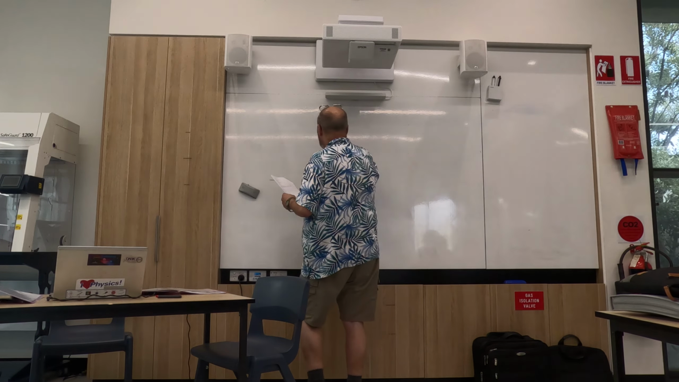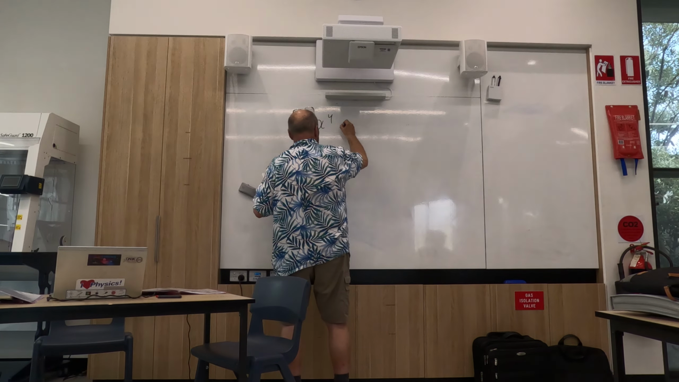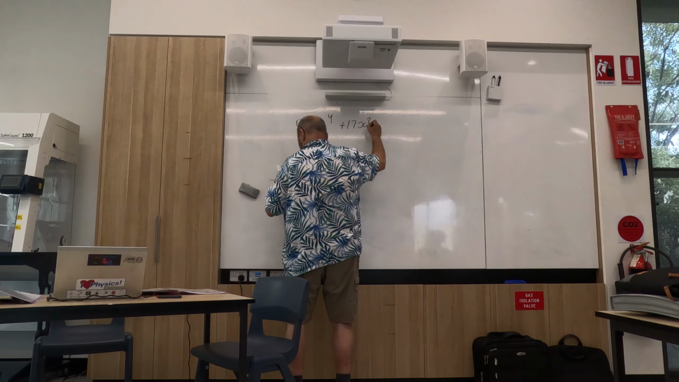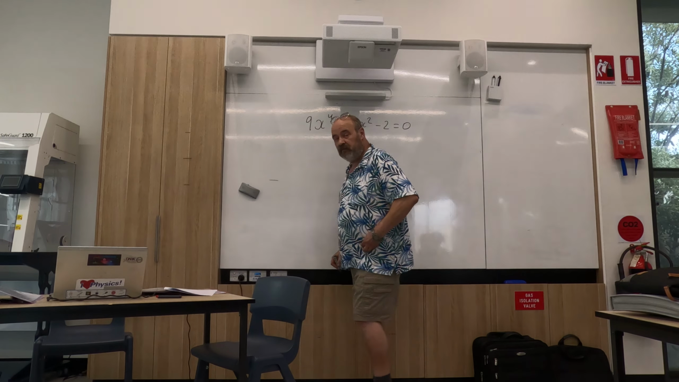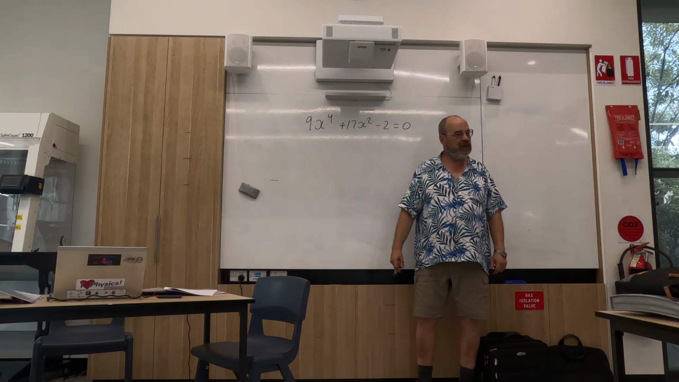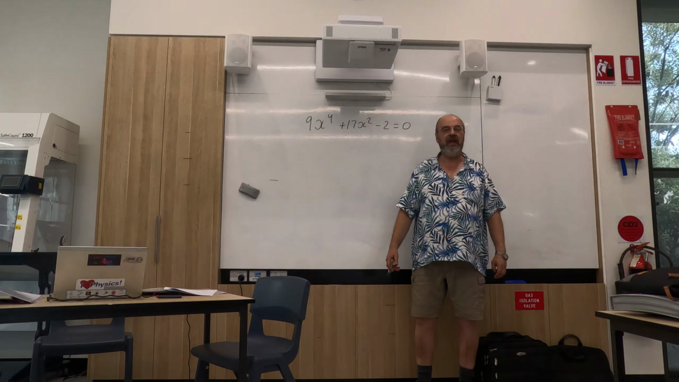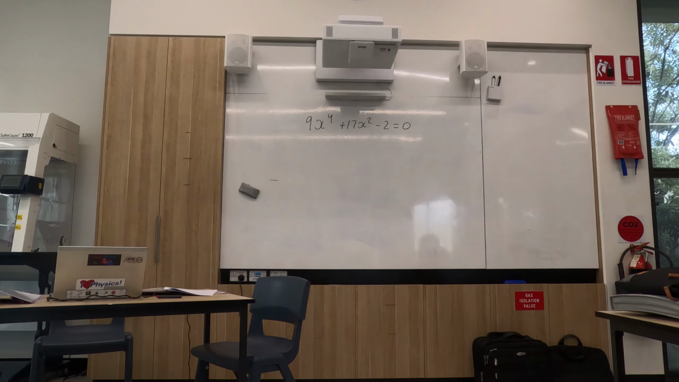For example, if we have the equation 9x to the power of 4 plus 17x squared minus 2 equals 0. It's a quartic equation. It's not quadratic. But we can make it one.